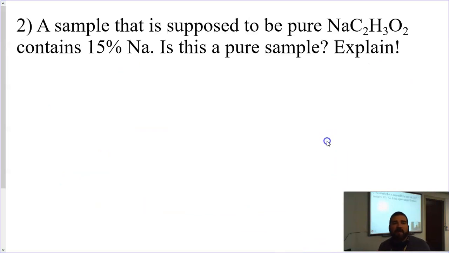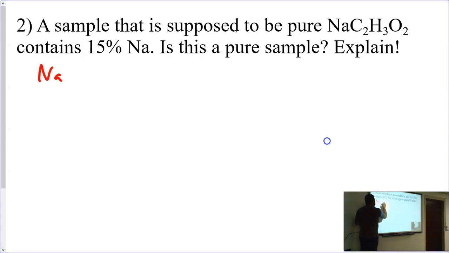A sample that is supposed to be pure sodium acetate contains 15% sodium. Is this a pure sample? Explain. Kind of the same question, different chemical, different percentage, different element. So let's double check that, right? Let's go through and look at sodium acetate and figure out what the percentage of sodium should be in that sample. So I look up sodium on my periodic table, okay?